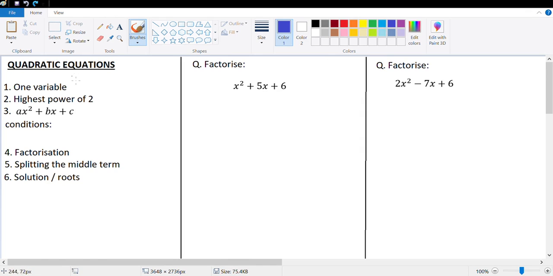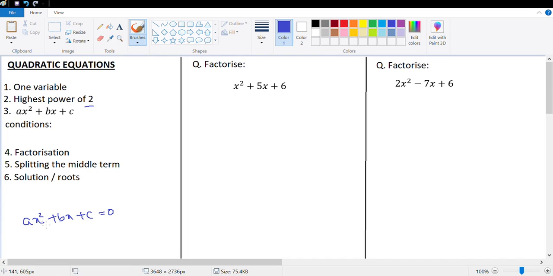Quadratic equation is an equation with one variable only. The highest power of it is 2, and the standard form of a quadratic equation is ax squared plus bx plus c is equal to 0, where x is the variable and a, b, c are the constants.